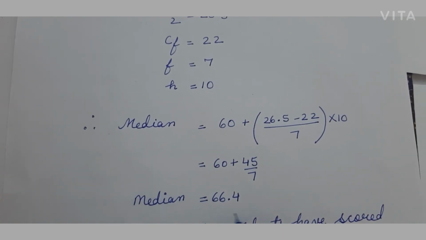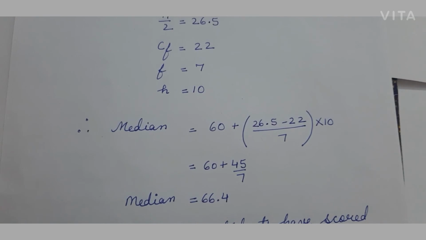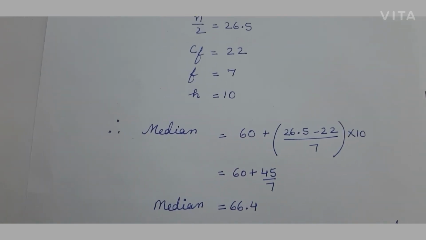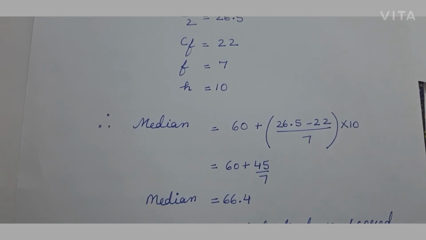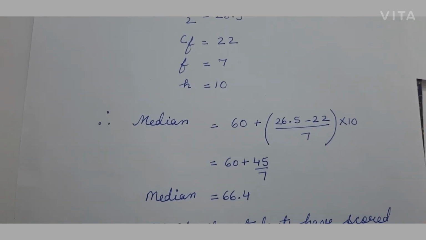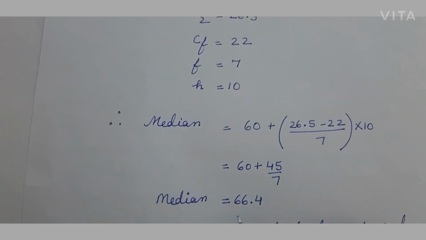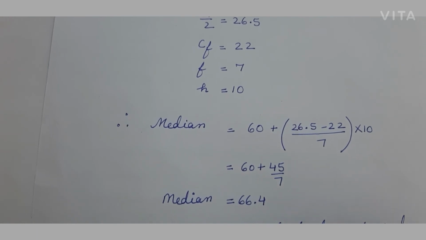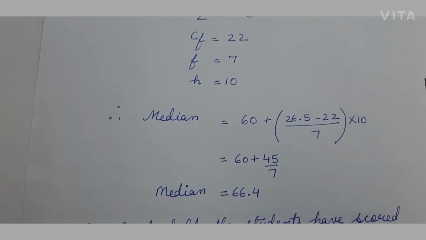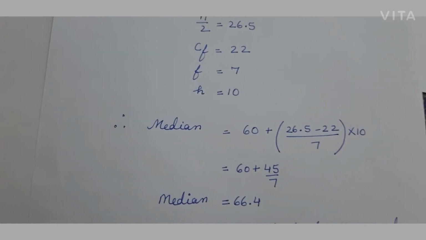So what the value 66.4 shows to us is that half of the students have scored marks less than 66.4, and the other half have scored marks more than 66.4. So 66.4 is basically the mark which divides the class marks into two halves.